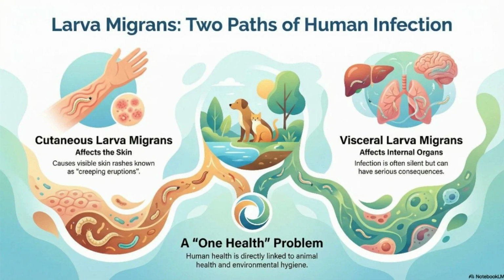To conclude, cutaneous larva migrans affects the skin, causing creeping eruptions. Visceral larva migrans affects internal organs, often silently but with serious consequences. Both conditions remind us that human health is closely linked to animal health and environmental hygiene.